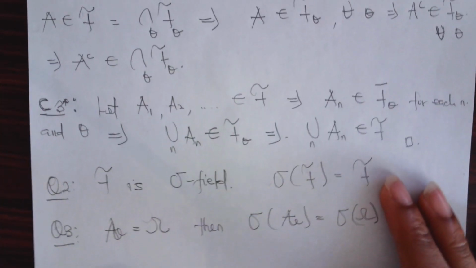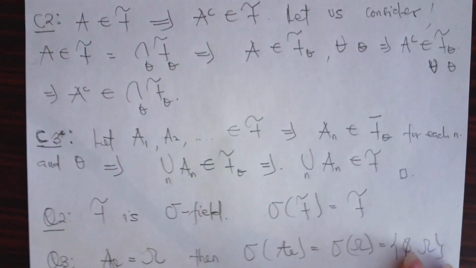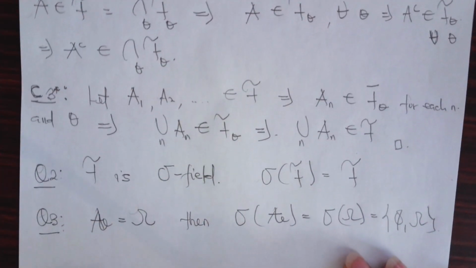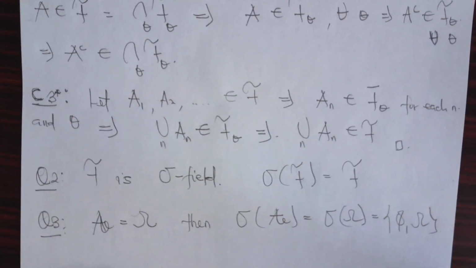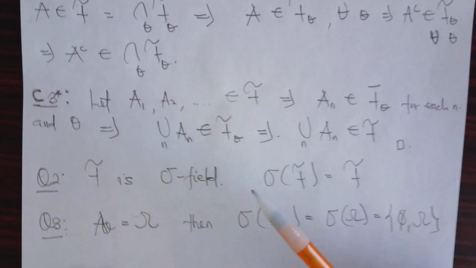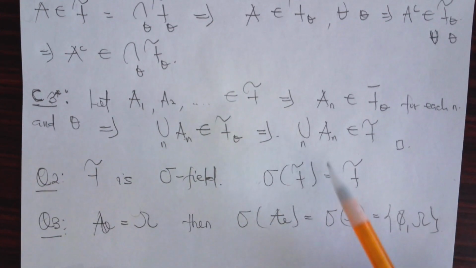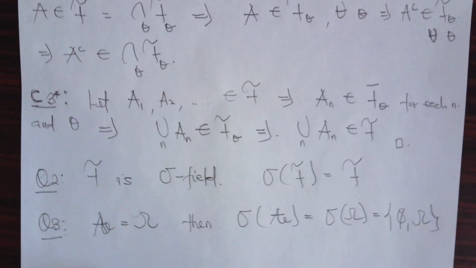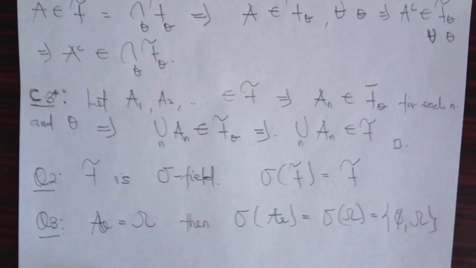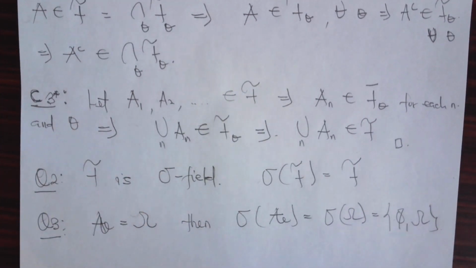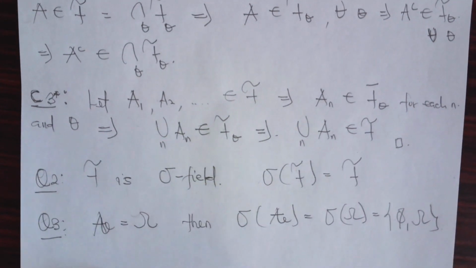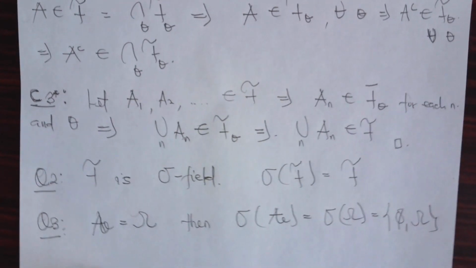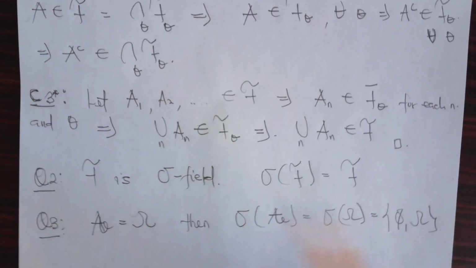So condition 3, for which we need the countable union to belong to F. We consider that if we let A1, A2, up to infinity belong to F, then it implies that An belongs to F theta for each n and theta. We know that F theta is a sigma field, and if we let An belong to F theta for each n, then it implies that the union of An belongs to F theta.